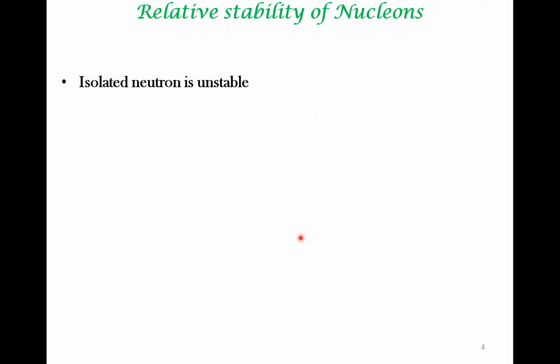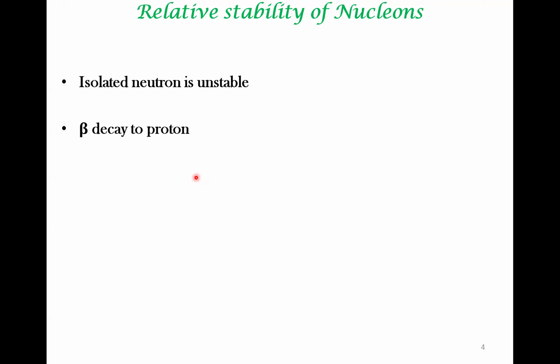Right now we'll just state it. The isolated neutron is unstable. Even though it's neutral, if you have just a neutron, it always decays to a proton and an electron and something more.